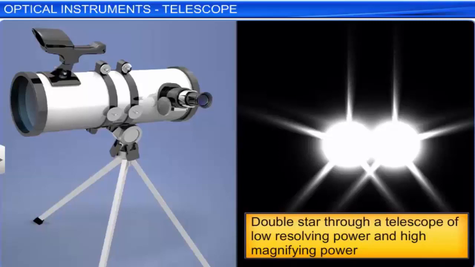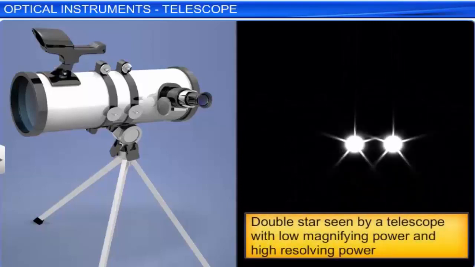If we use an astronomical telescope with a low magnifying power but with a high resolving power, the final image of the double star system is as shown. We observe that the image is well resolved but not well magnified. If we use an astronomical telescope with a high magnifying power as well as with a high resolving power, the final image of the double star system is as shown. We observe that the image is well magnified and well resolved.